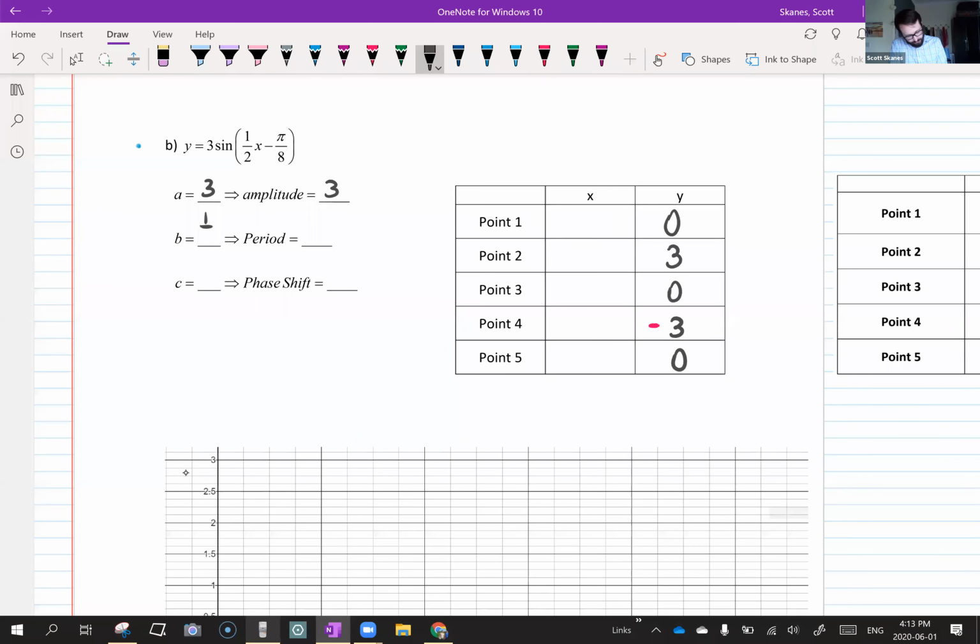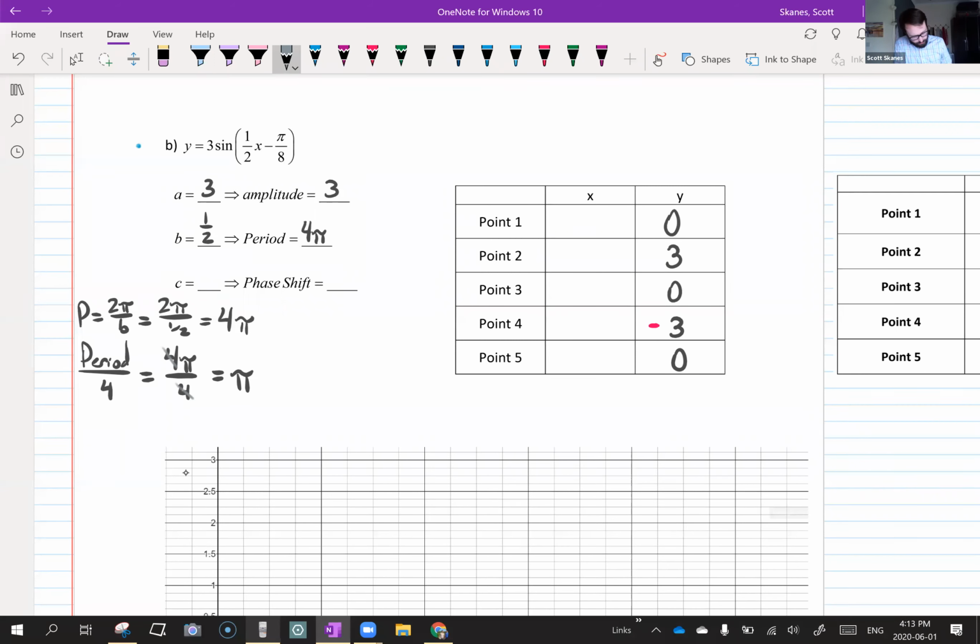What's b? 1/2. What's my period? Period, b is 1/2. Good job, Hamza. Period is 2 pi over b. In other words, 2 pi over 1/2. That gives 4 pi. We've done that one before. So that means period divided by 4 must be pi. Let me make that more clear. Period divided by 4 is 4 pi divided by 4, which is indeed pi.